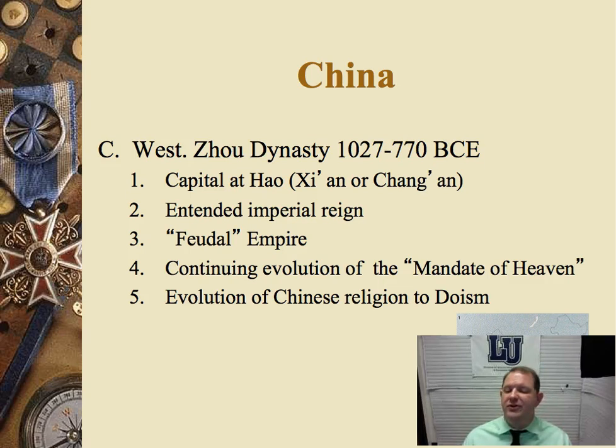The capital of the Western Chu dynasty was moved back to that traditional location of the city of Ha, which also was commonly referred to as Xi'an or Chang'an. And the Chus, once again, were an extremely stable government. They continued to kind of write about and evolve that idea of the mandate of heaven. And it's during the Chu dynasty that we see the emergence of traditional Chinese religion into a religion we call Taoism.